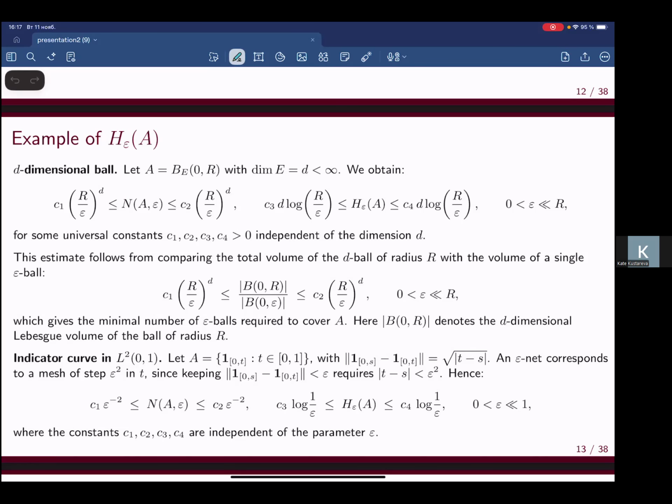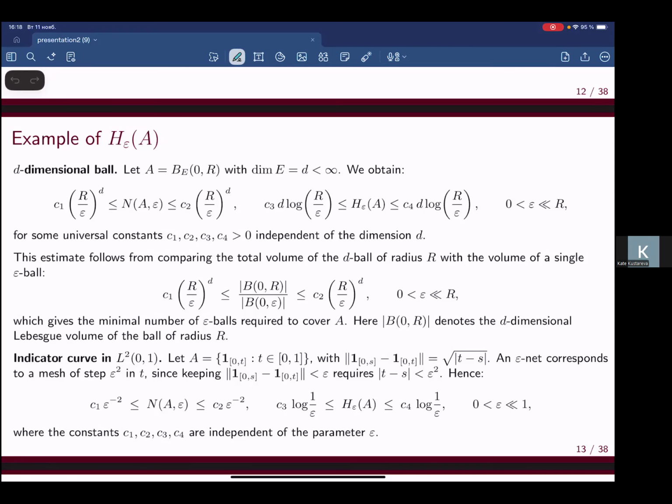And the second one is the indicator curve in L2. Let A be the set of indicator functions on [0, t] for t in [0, 1]. And here the distance between two such functions equals the square root of |t minus s|. And we keep this distance below epsilon.